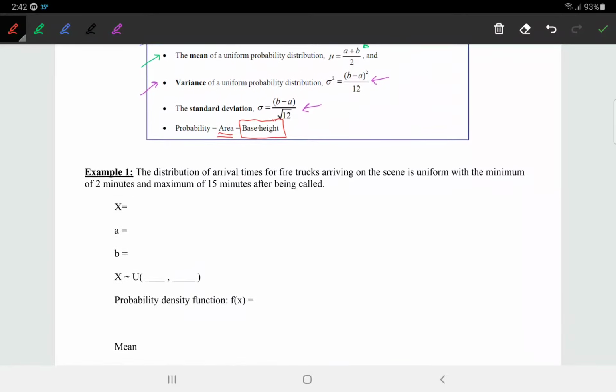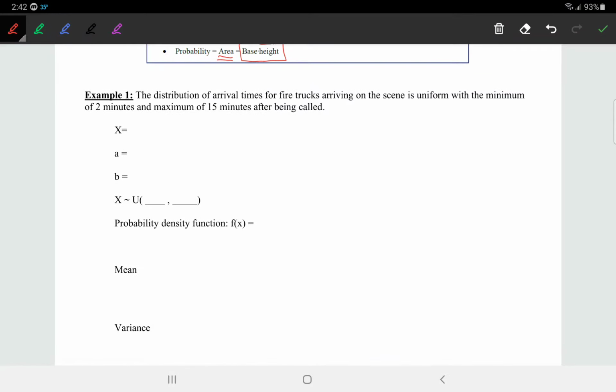So let's say that the distribution of arrival times for fire trucks arriving on the scene is uniform with a minimum value of X equal to 2 minutes and a maximum of 15 minutes after being called. Okay. So let's describe what X is. Well, X is the random variable. It is the amount of time until arrival of the fire trucks, and time will start after they are called.